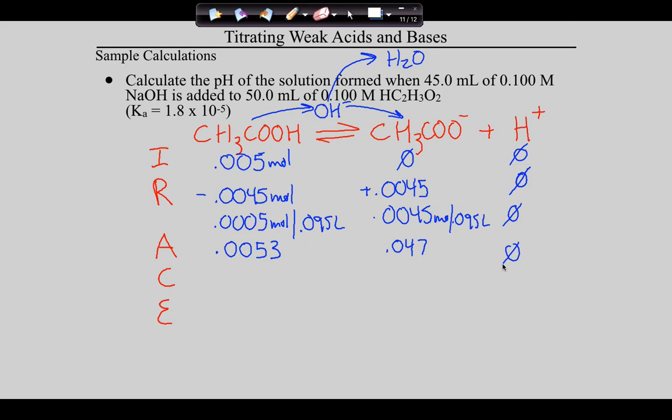So now we understand what's left in that solution. We've got a little bit of unreacted acid. We've got a fairly significant amount of created conjugate base. And now these new conditions need to go to equilibrium. So down by x, up by x, up by x. So this is 0.0053 minus x, 0.047 plus x, and x.